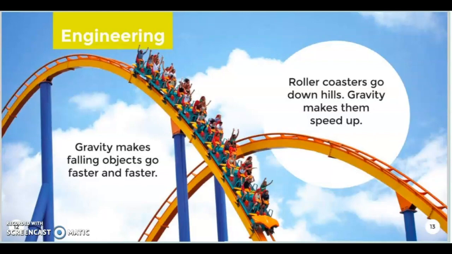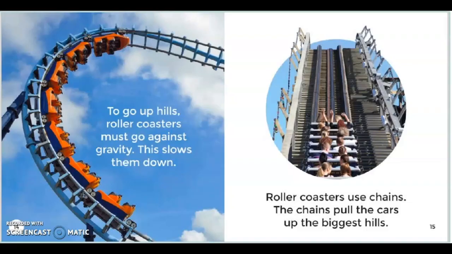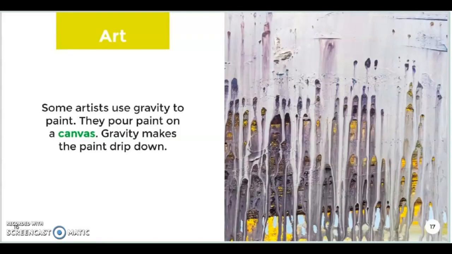Gravity makes falling objects go faster and faster. Roller coasters go down hills. Gravity makes them speed up. To go up hills, roller coasters must go against gravity. This slows them down. Roller coasters use chains. The chains pull the cars up the biggest hills.